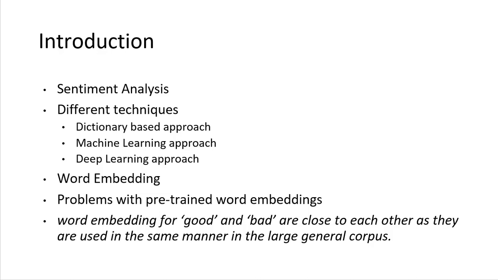Now there are certain problems with pre-trained word embeddings. Means someone has created the model, somebody has identified the corresponding vector for the word. So pre-trained word embeddings are present in the system, and we can use that. But the problem is that the representations for good and bad are close to each other, but in sentiment analysis these embeddings should be far away from each other. This problem arises as the model is actually trained on a large general corpus.